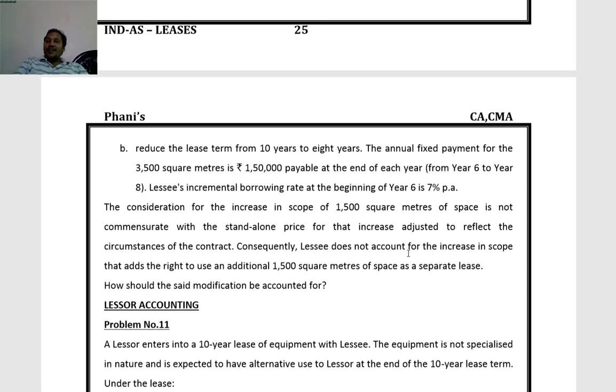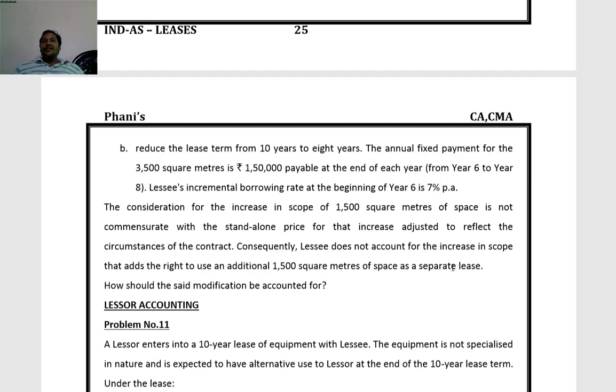The consideration for the increase in the scope of 1500 square meters of space is not commensurate with the standalone price for that increase, adjusted to reflect the circumstances of the contract. The consideration is not sufficient, he is saying.